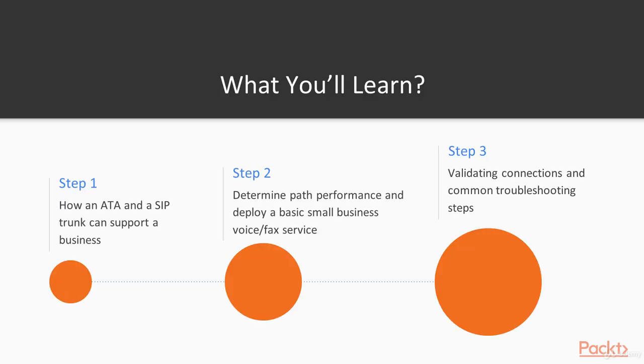So to accomplish these objectives, we're going to take a look at 3 simple steps. First, we're going to look at the ATA and SIP trunk setup and how they can support your business. The second thing is we're going to look at the path performance and actually go ahead and provision and deploy these services. Finally, in step 3, we're going to do a verification of these services and show you a little bit about common troubleshooting commands. We hope you enjoy this video series, and next thing we're going to do is get started playing with small office and home office hardware.